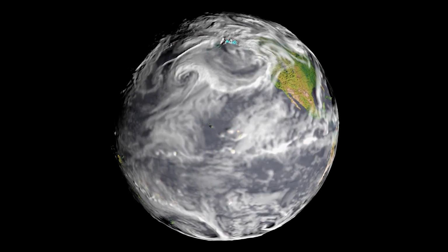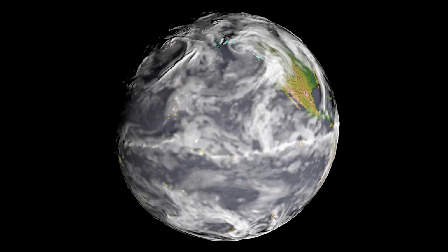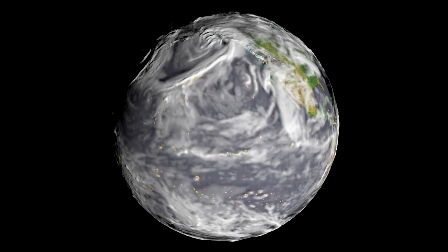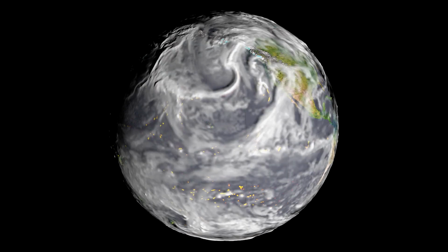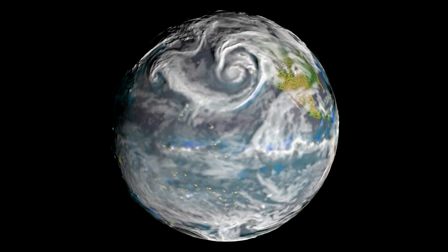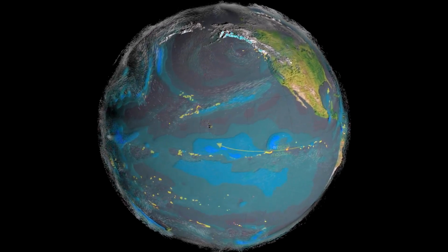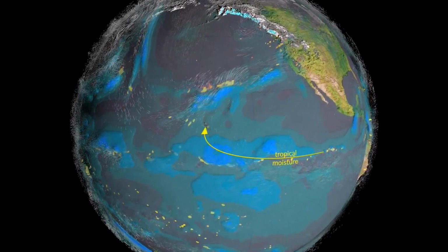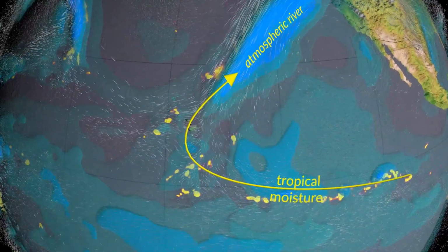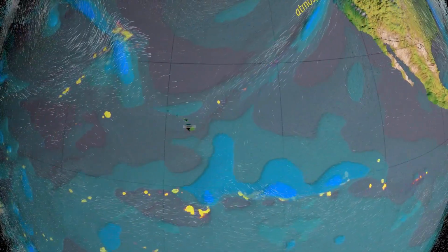Within the tropics, easterly trade winds converge along the equator to create a moisture-rich cluster of clouds, convection, and precipitation called the Intertropical Convergence Zone, or ITCZ. Disturbances in its flow transport immense amounts of moisture and energy from the tropics to the poles. Studies have shown that atmospheric rivers account for the vast majority of the poleward transport of water vapor.